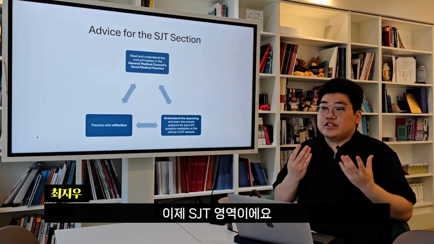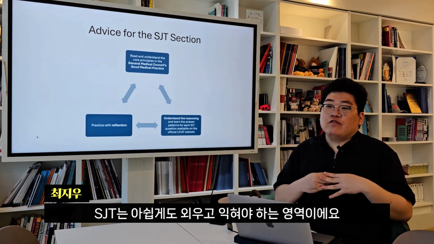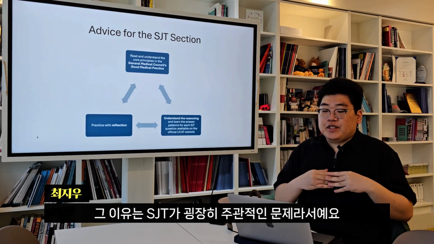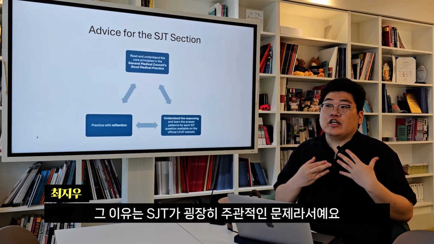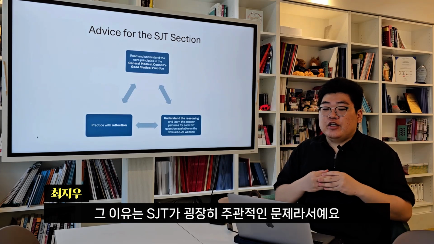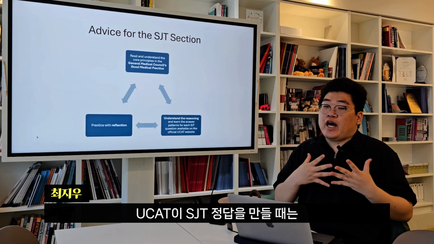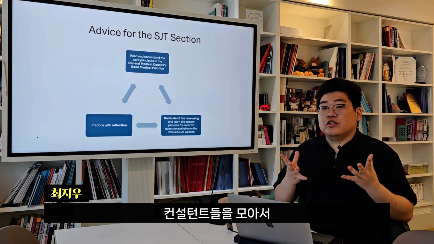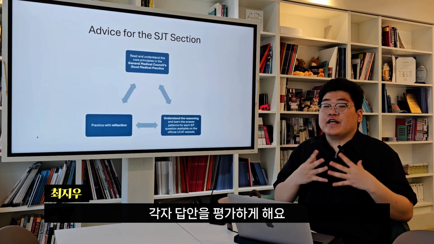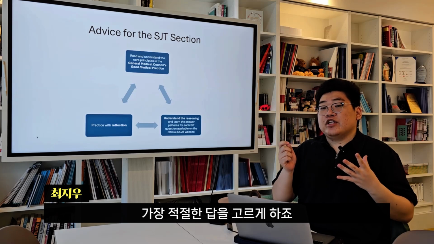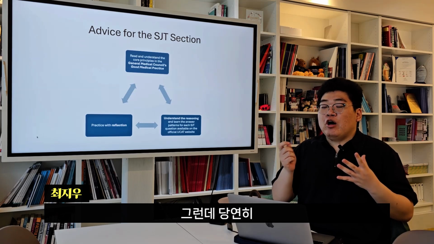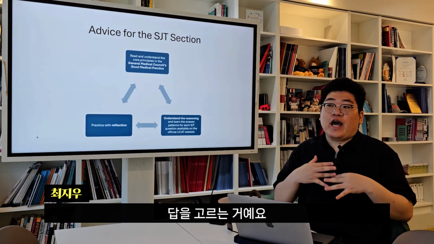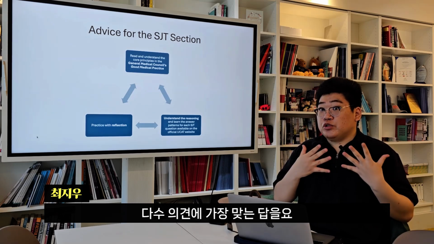So the SJT section is unfortunately a section that you just have to memorize and learn for. And that's because the SJT section is a very subjective question type. So the way the UCAT makes the answer for each SJT question is that they ask a group of consultants to come together and they ask them to basically mark the answer that they think is the most appropriate. But obviously different consultants can have different opinions. So at the end of the day, they choose the answer that aligns the most with the majority.